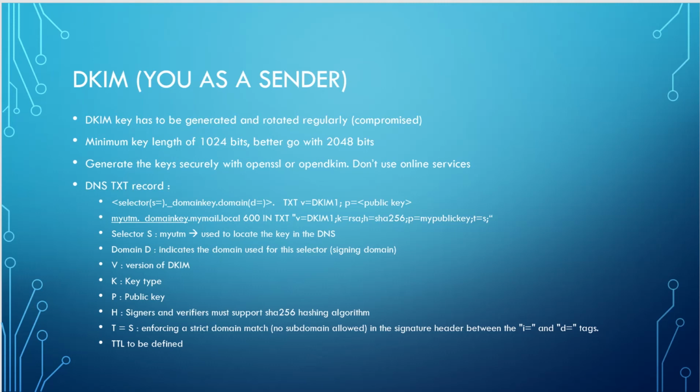We have the V, which is the version of DKIM, K for the key type, P for the public key, and H for the hashing algorithm. I have specified SHA-256, and so that means the signer and the receiver must support this hashing algorithm. T=s enforces a strict domain match, so no subdomain allowed, in the signature header between the i tag and the d tag. So the d tag is your signing domain, and the i tag should have the domain of the email address that you see.